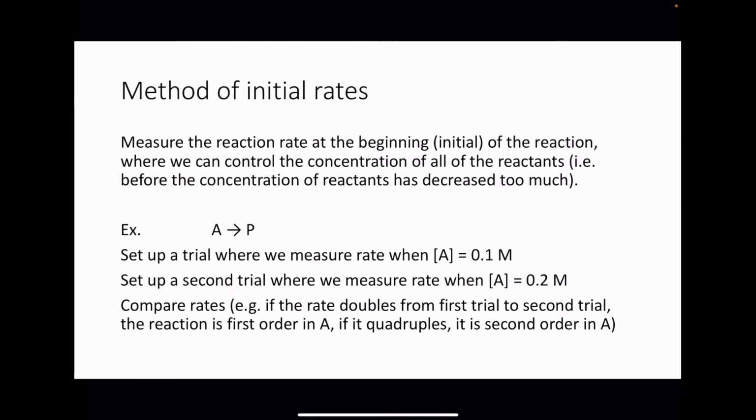So if the rate doubles from the first trial to the second trial, that means the reaction order is first in A. If it quadruples, it's second order. And of course, we know the order doesn't have to be integral. It can be non-integral. So we can just do the math to determine, since we've doubled the concentration, the concentration-dependent rate from that.